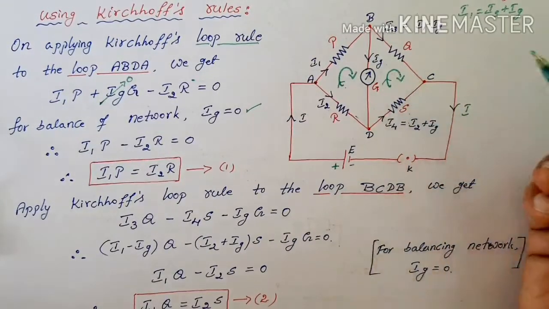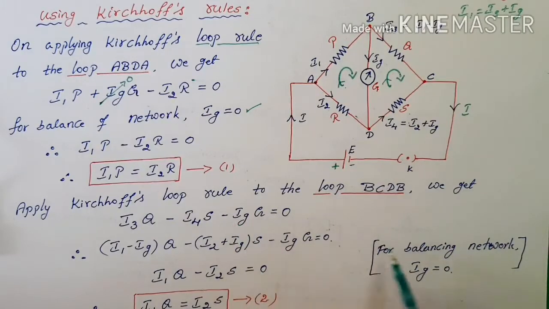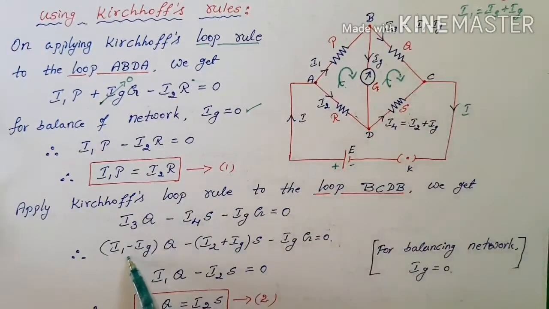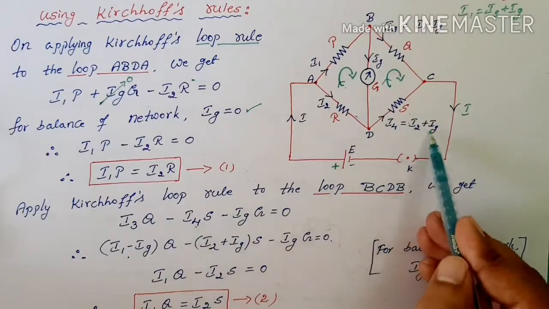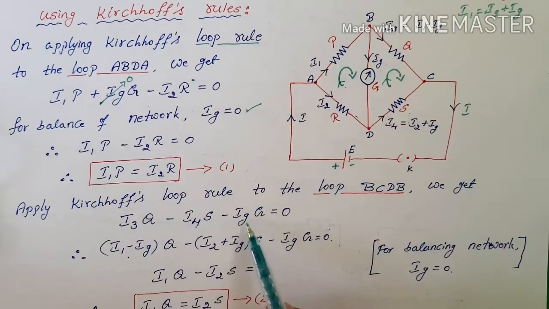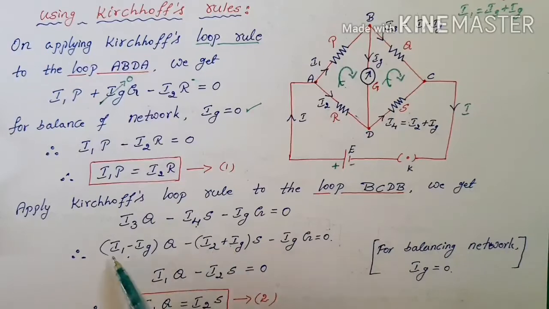Now apply the balancing condition again. For balancing the network, Ig becomes 0. Keep it in mind. Now substitute the I3 value. What is I3? I3 is I1 minus Ig. Substitute. And the I4 value, I2 plus Ig. Substitute that. And write Ig as it is, and take Ig as 0 now.